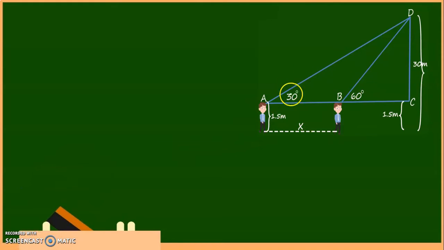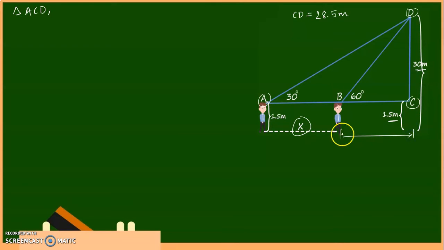Here you can see this figure. If you consider the triangle ACD, the height of CD will be equal to 30 meters minus 1.5 meters. So CD will be equal to 30 minus 1.5, which is 28.5 meters. And the distance between A and B is assumed as X. Same way, the distance between point B and C, let's assume this distance is equal to Y. Let's say distance BC equals Y meters.